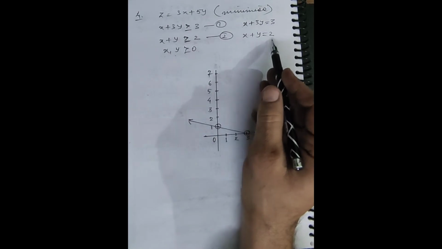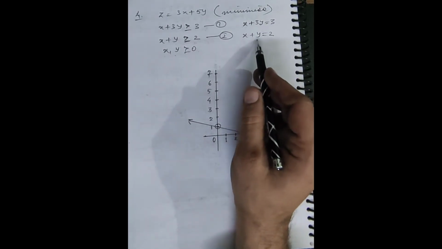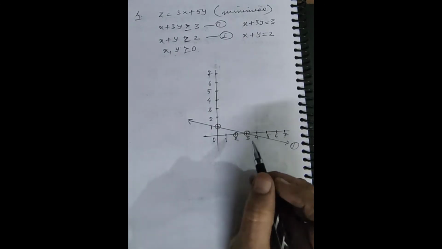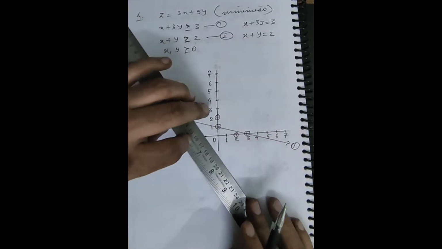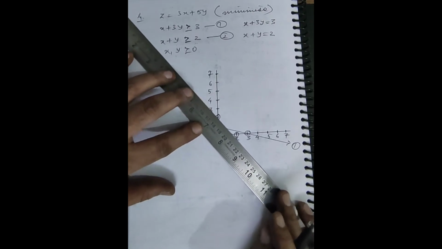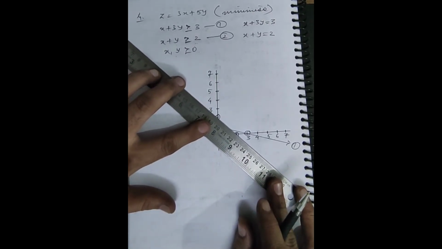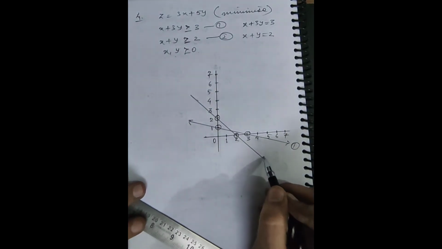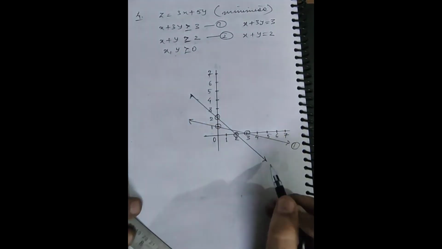Next, x plus y is equal to 2, as you can see. 0, 2 and 2, 0. These are the points required. This is 2, 0 and 0, 2. This is for the second one.